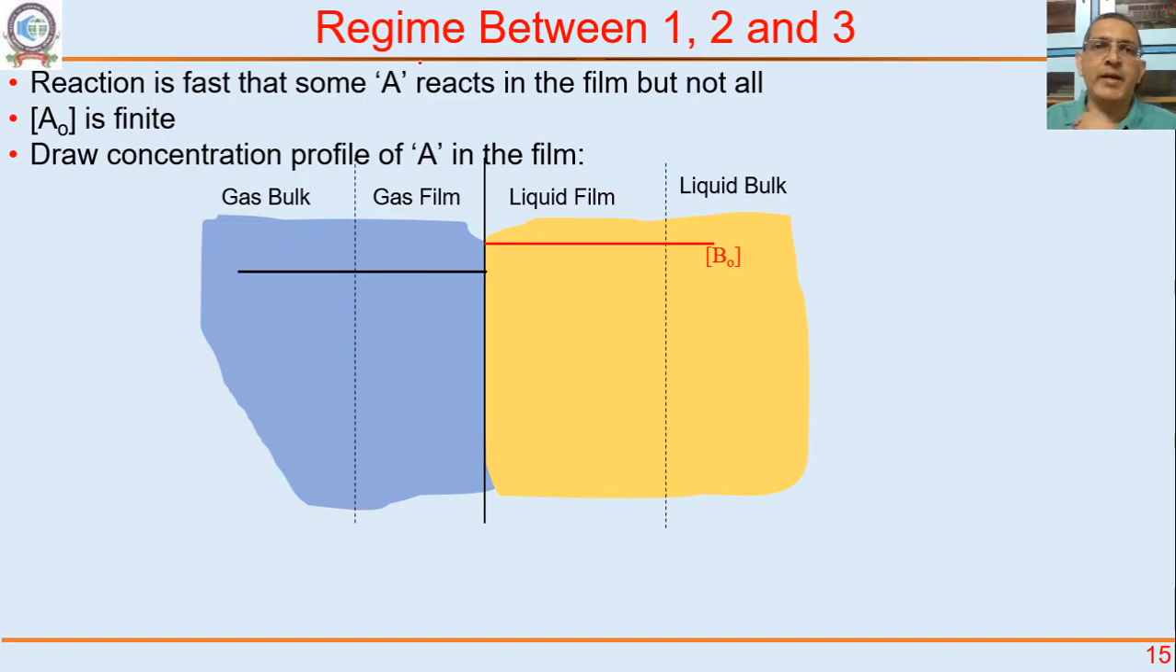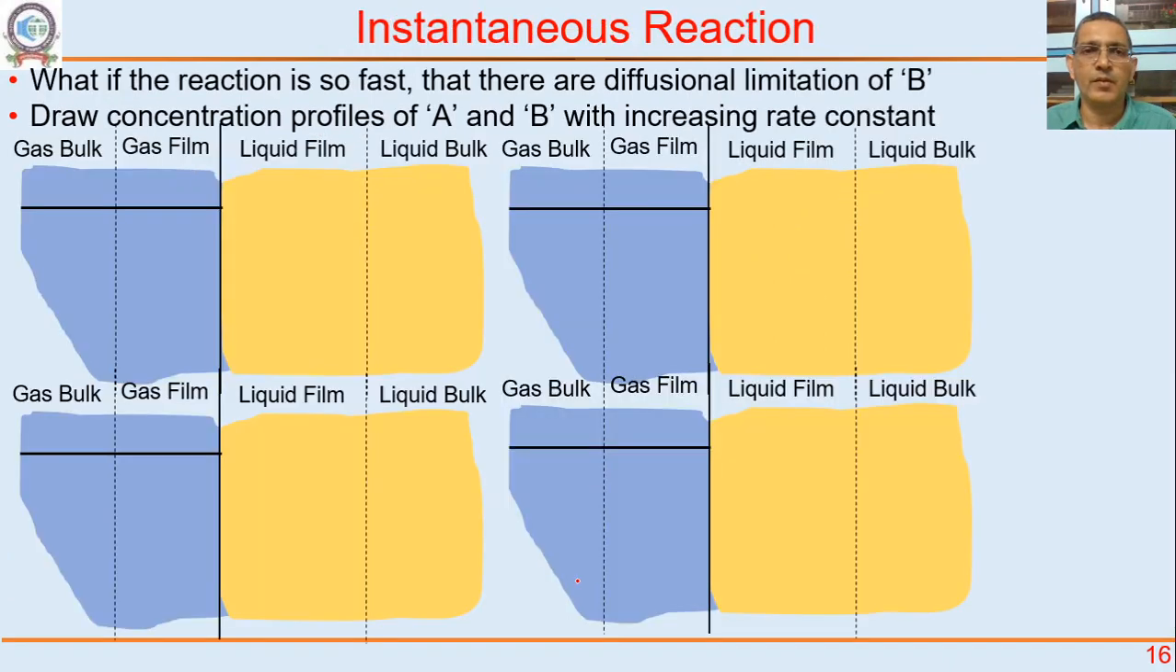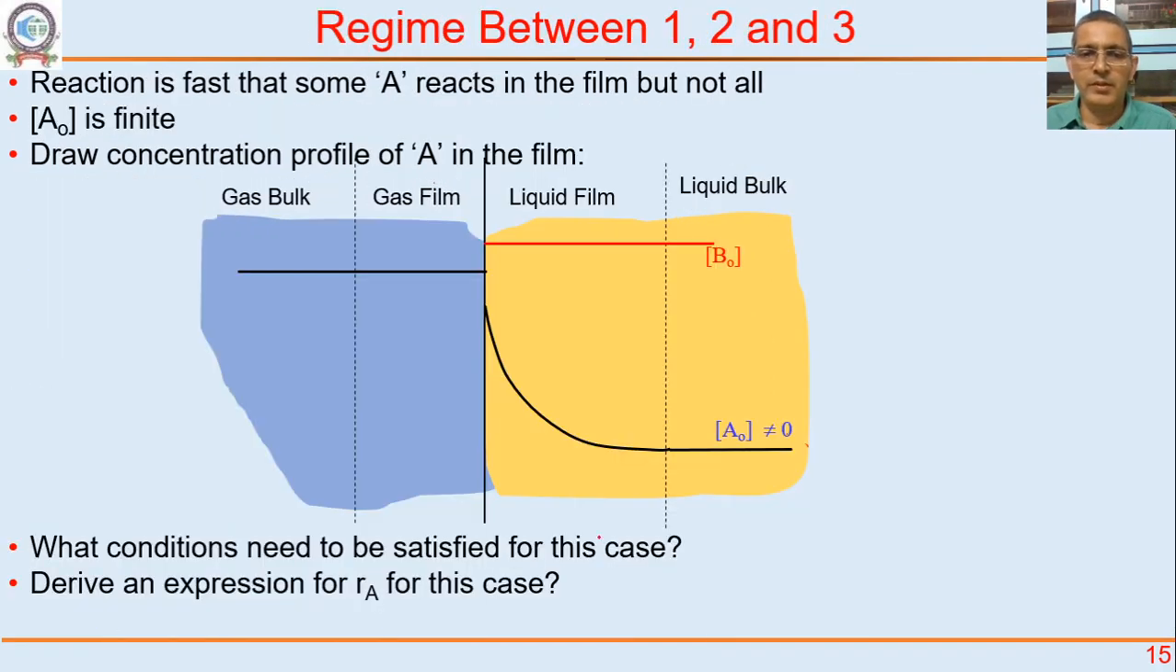Sometimes you could have reaction between regime 1, 2 and 3, which means reaction is fast, that some A reacts in the film but not all. A naught is finite. Draw concentration profile. Pause. Draw for yourself. A naught is not 0. So what conditions need to be satisfied for this case? Derive an expression for RA for this particular case. Okay. This is homework.